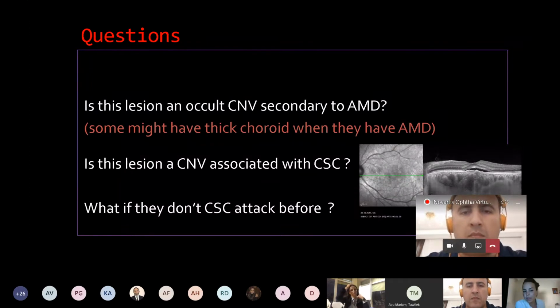Another possibility is that this lesion, this flat irregular pigment epithelial detachment, subretinal fluid, etc., and the thick choroid, is CNV associated with CSC. That is another possibility. It can be, if these patients don't have any previous central serous attack, what if it can be? This is another possibility. Then how do you call these patients? There is a gap in between these diseases, and we didn't have a good name, the correct name, to define these cases at that time.